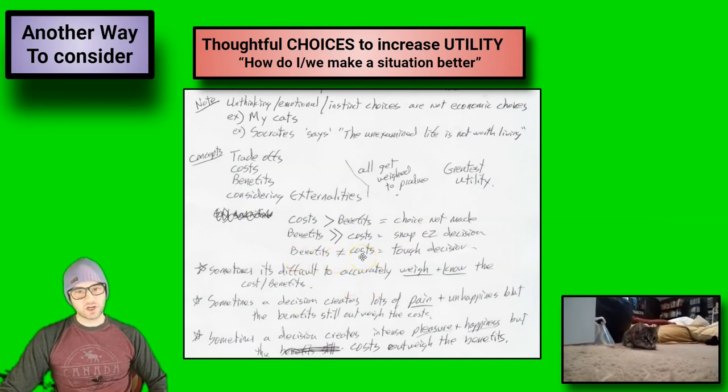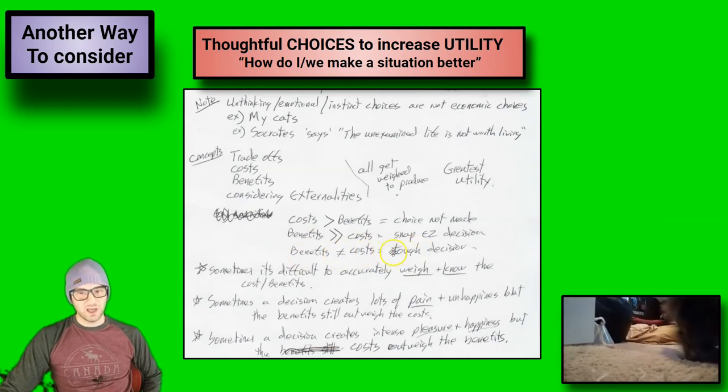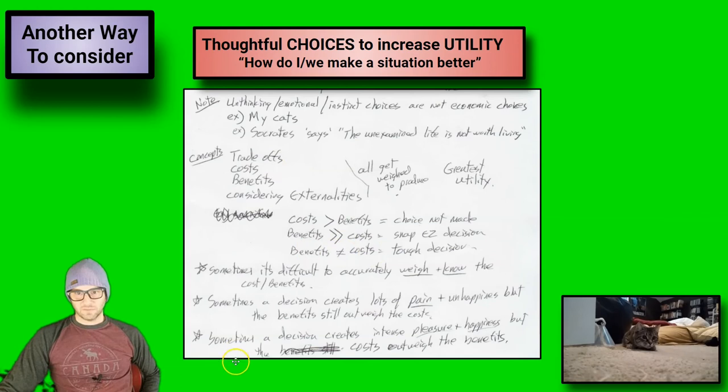Now, we get into a little tough realm when the benefits are kind of equal to the costs. You have a couple choices. Maybe it's which job to go into, or which branch of a military, or which college to go to. There's a lot of benefits for some and a lot of costs, and it's really tough. It's a tough decision to figure out where you should go. And some of our biggest decisions are when we can't really see the benefits or the costs, or we don't really know. Now, this idea of thoughtfully choosing things to increase satisfaction and utility, it's not easy. Sometimes it's difficult to actually weigh and know the costs and the benefits.